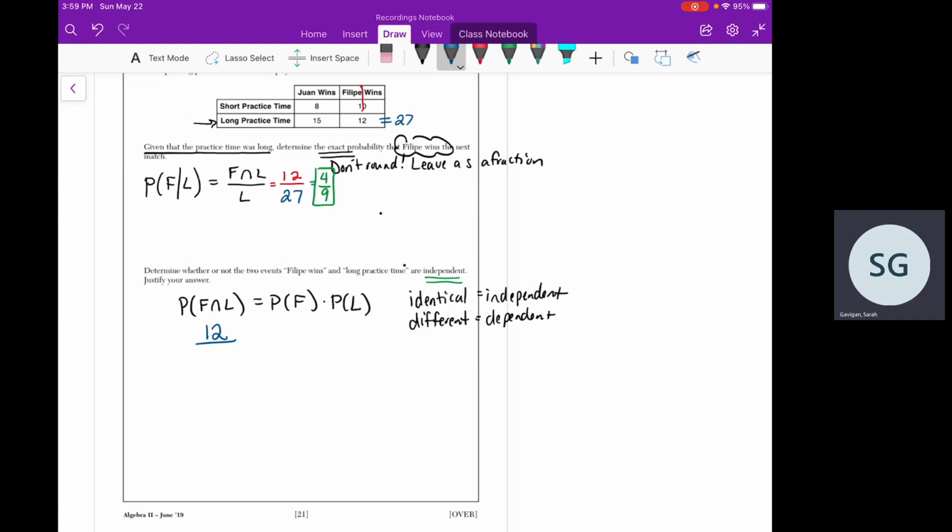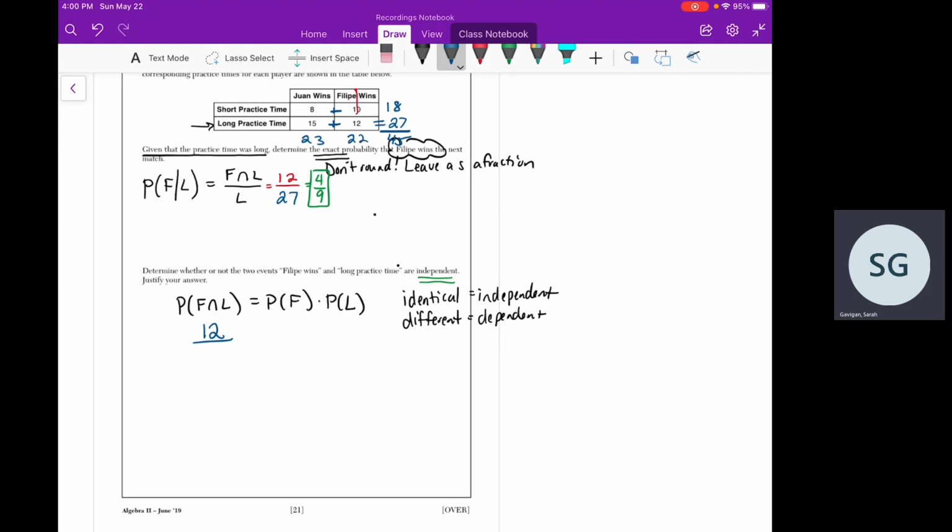So if we add long practice times, that's 27. Short practice times is 18. So if we total that up, that's going to be 45. Well, let's add it the other way. Juan wins 8 plus 15 is 23, and Felipe wins is 10 plus 12 is 22. That's also 45. So our total probability is 12 over 45.